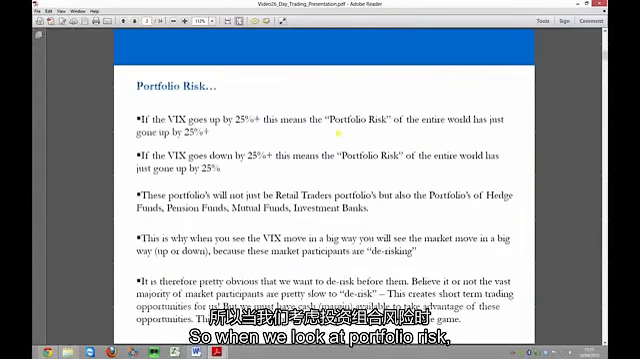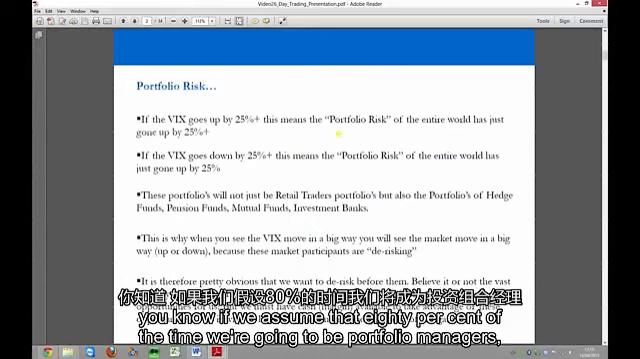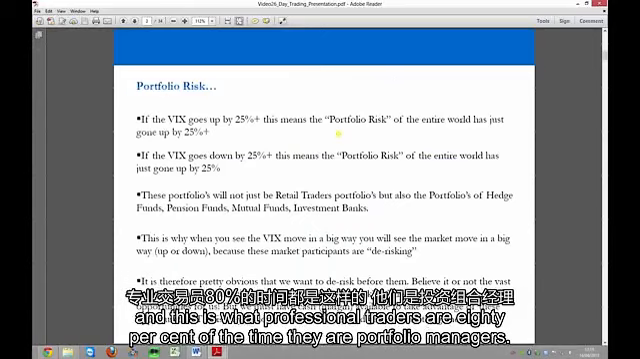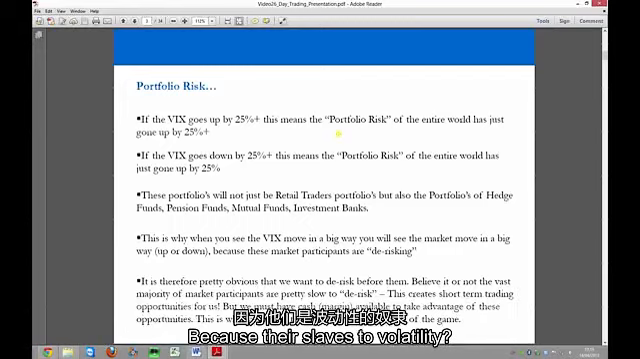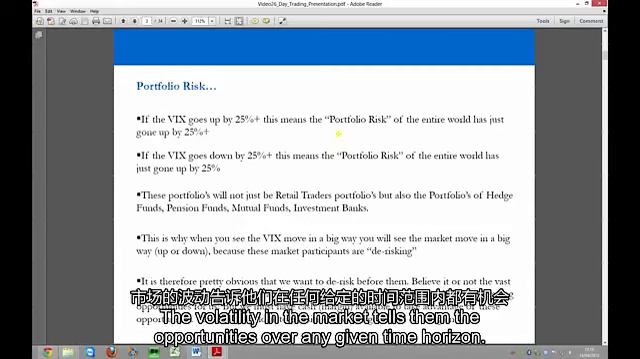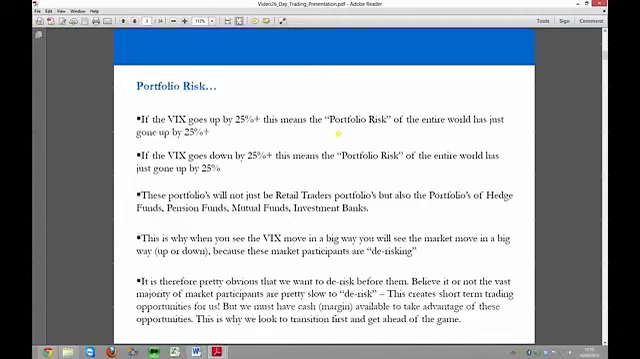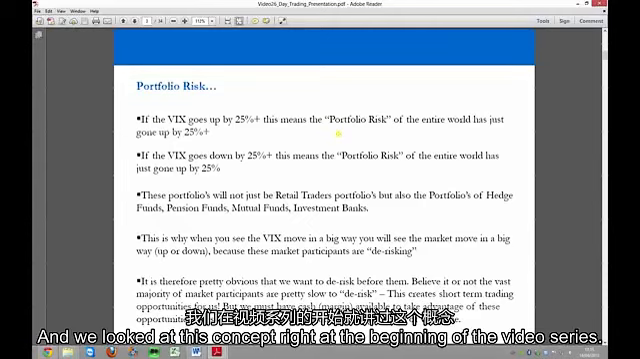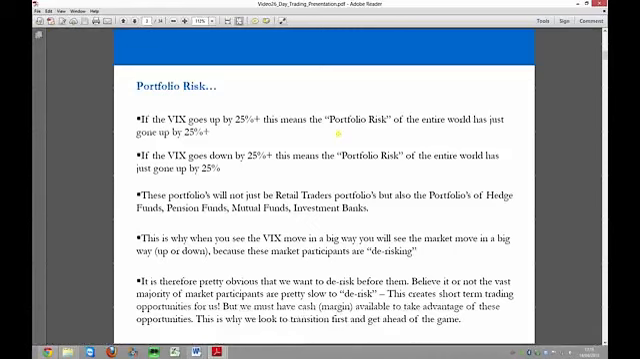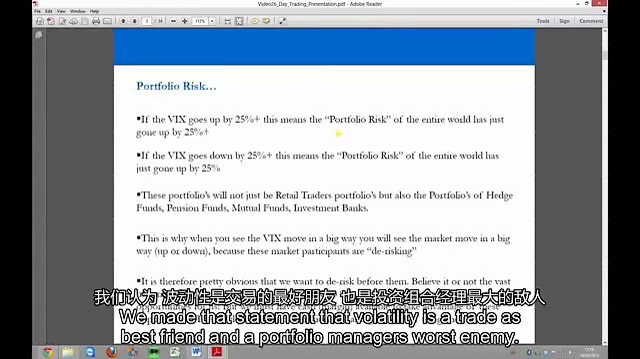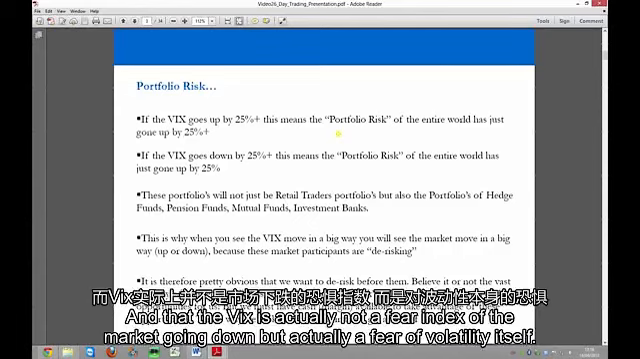So when we look at portfolio risk, if we assume that 80% of the time we're going to be portfolio managers, and this is what professional traders are, 80% of the time they are portfolio managers. Why? Because they're slaves to volatility. The volatility in the market tells them the opportunities over any given time horizon. We looked at this concept right at the beginning of the video series, where we made the statement that volatility is a trader's best friend and a portfolio manager's worst enemy, and that the VIX is not a fear index of the market going down, but actually a fear of volatility itself.